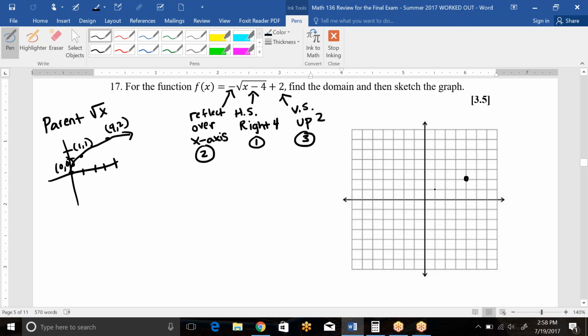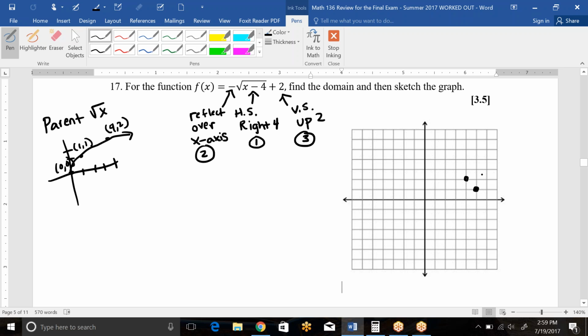(1, 1) needs to move right 4. So right 1, 2, 3, 4. Flip over the x-axis, so now it's down at -1, and then up 1, 2. So it ends up right here. And then for this last one, we need to do (4, 2). So 1, 2, 3, 4, up 2. So that's where this one is now, but we're thinking of our original point.